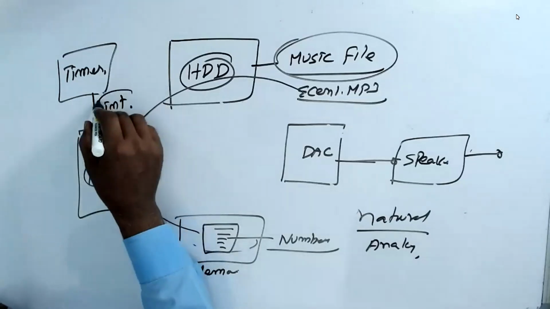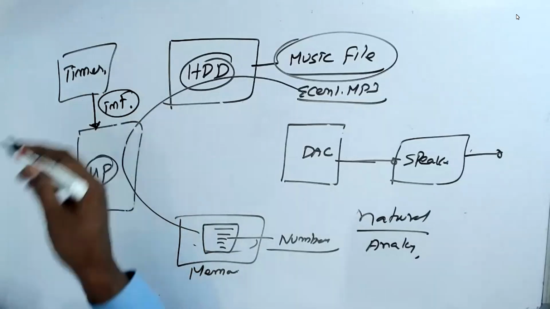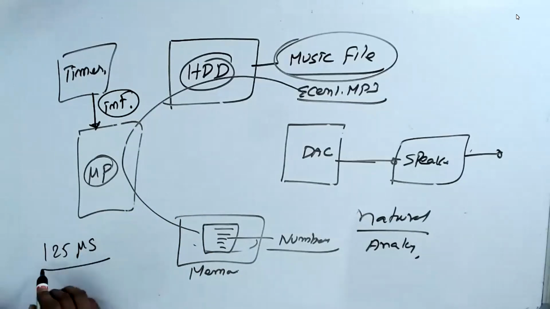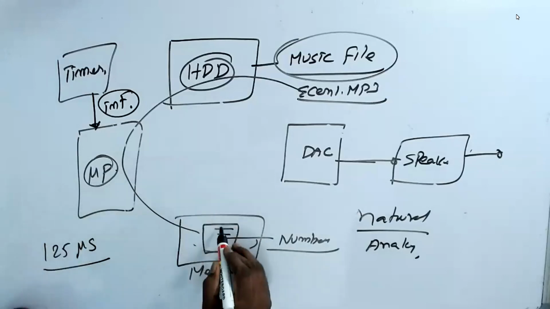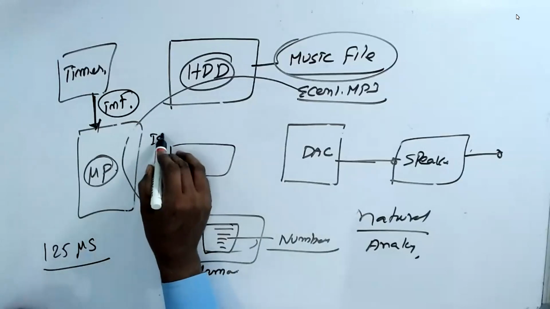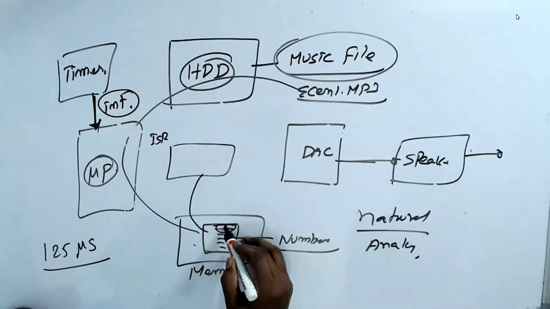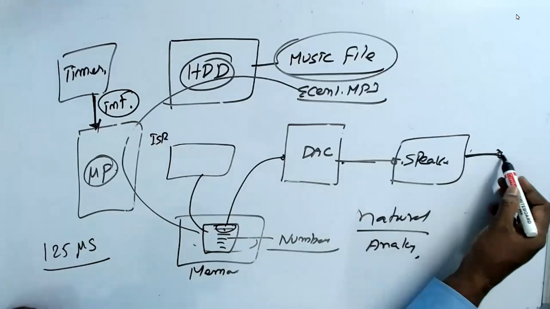At regular interval, it will give you the interrupt. Maybe let us assume that it is giving the interrupt every 125 microseconds. I'll tell you the reason why I chose 125 microseconds. So every 125 microseconds, this microprocessor will get the interrupt on the ISR, interrupt service routine. It will take the number from the array in memory and send it to the DAC. So the DAC will convert it, then it will come to the speaker out.